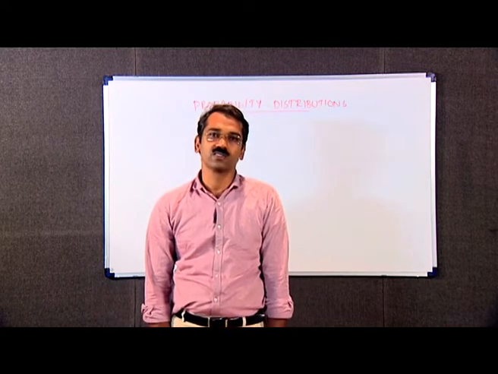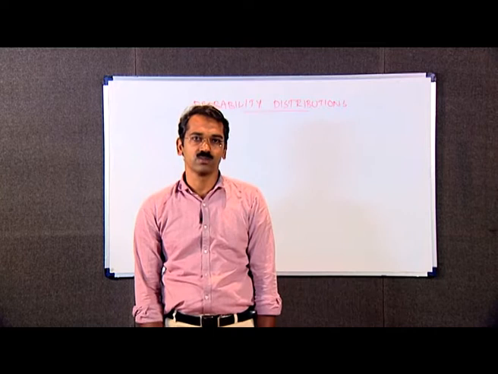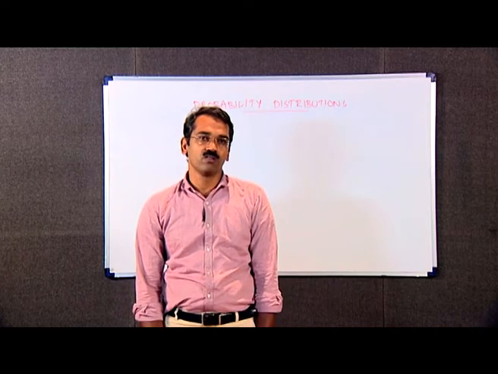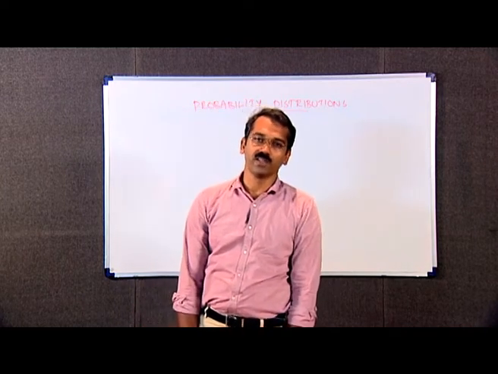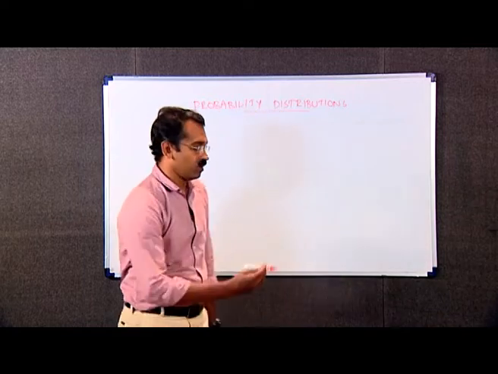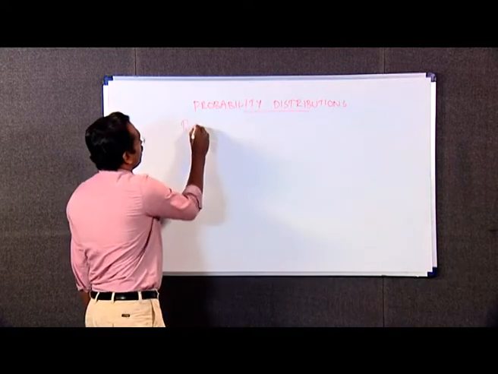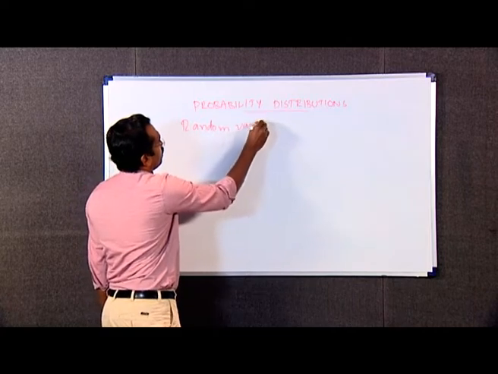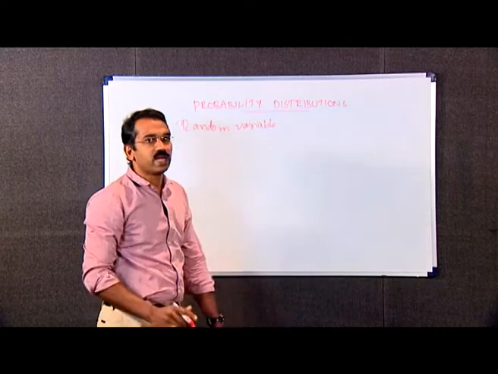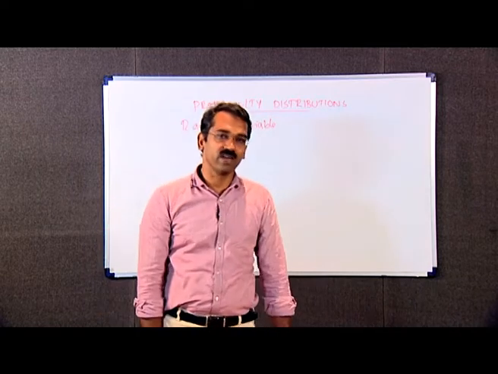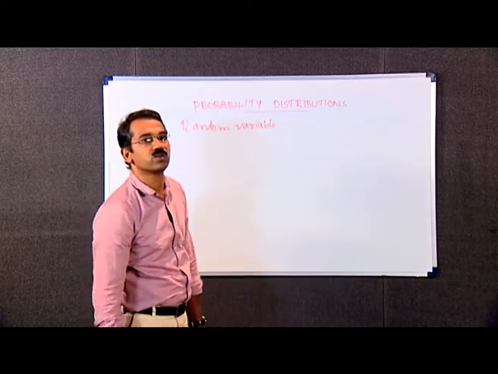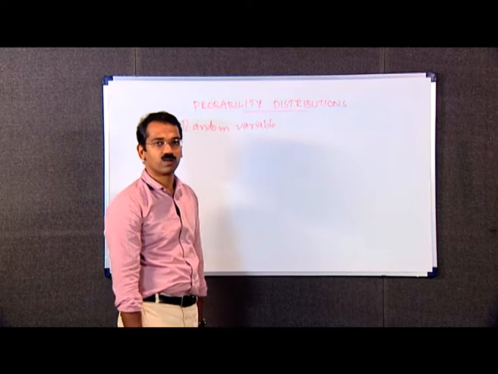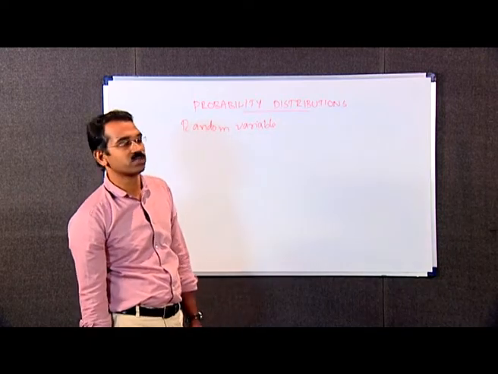Here we shall discuss some basics of probability distributions. First, we define a random variable. A random variable is a real valued function defined on the sample space of a random experiment.